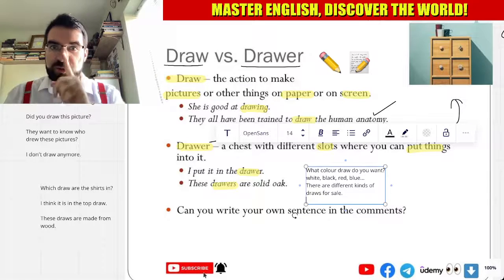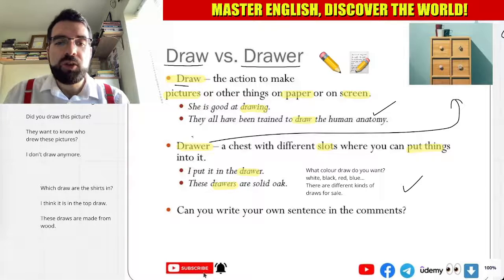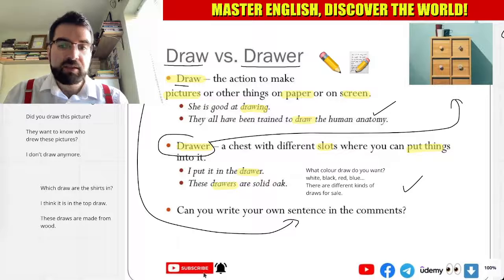How cool is that, language explorers? So draw and drawer. Can you use draw and drawer in a sentence?